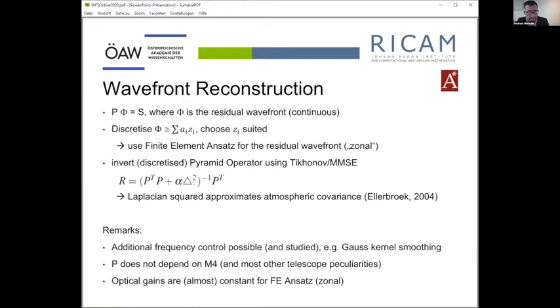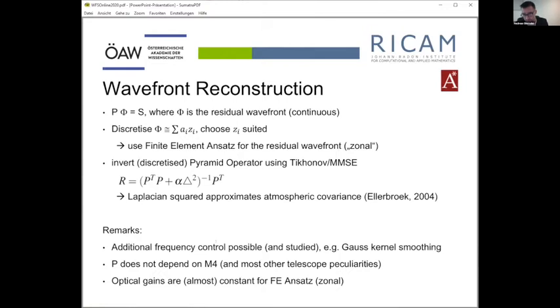Some remarks on that. We also studied the effect of a post-smoothing of the wavefront reconstruction before entering the integrator or some smarter control. We found that increasing the regularization term in front of the atmospheric covariance has a very similar effect to a temporal control of the reconstructed residual wavefront. They go along: doing more smoothing in the post-processing is almost comparable to having a larger alpha parameter in the regularization.